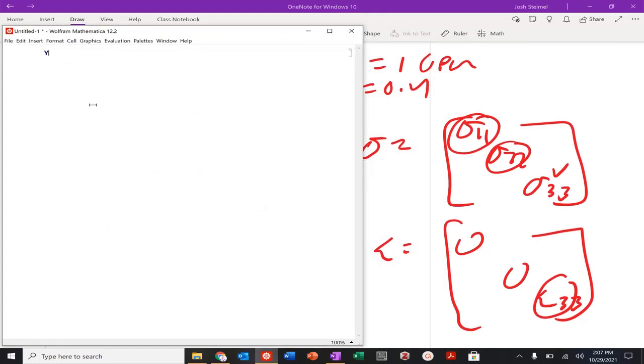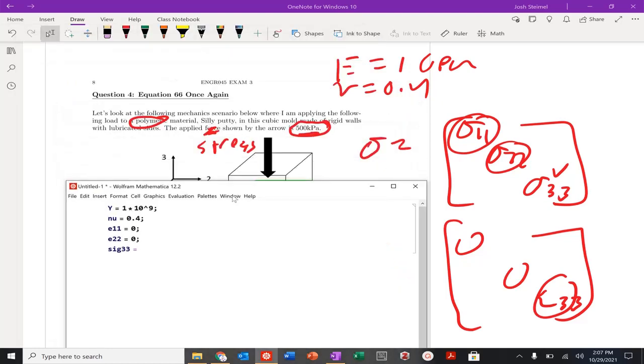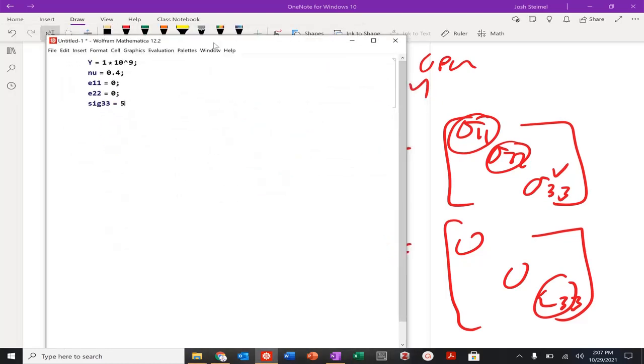So I'm going to say that my Y is equal to 1 times 10 to the 9. Nu is equal to 0.4. My sigma 11 is unknown, but I know actually my E11 is equal to 0, E22 equals 0, and sigma 33 is equal to, in this problem, 500 kilopascals, so 500 times 10 to the 3, and there we go, and now I'm going to solve.